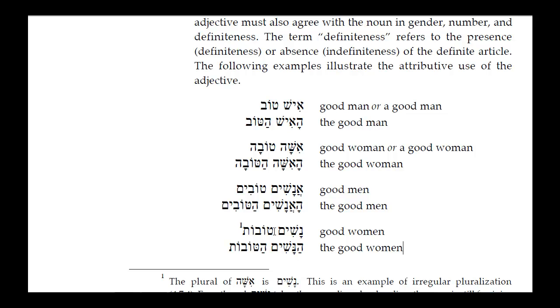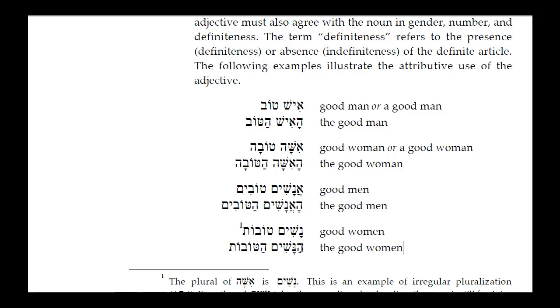So we see that tovot is feminine, so we know that the noun is feminine. So we say nashim, we wouldn't have tovim, we'd have tovot. So even though the noun has a masculine plural ending on it, it's just one of those rare cases where you have a masculine plural ending on a feminine noun.